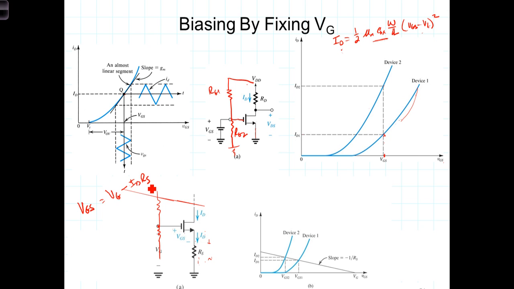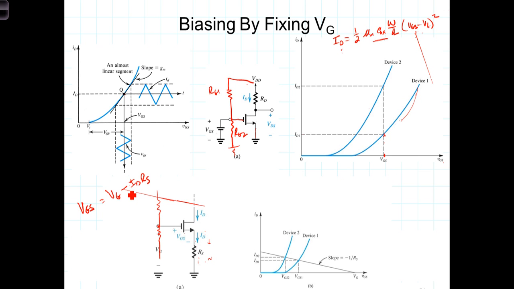VGS, the voltage here, is inversely dependent on I sub d. So the VGS that's up here in this equation, that I sub d is dependent upon, decreases as I sub d gets bigger. And similarly, VGS gets bigger as I sub d gets smaller.